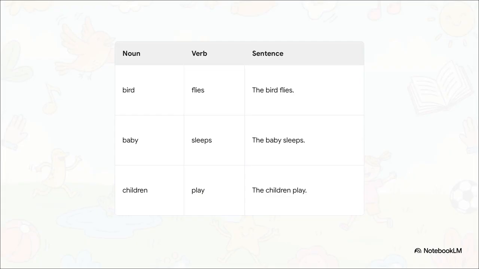Check out this magic formula. You take a noun, so a person, animal, or thing, and you add a verb, which is our action word. Put them together and boom, you've got a complete living sentence. Like take a bird, that's the animal. What does it do? It flies. So we get the bird flies. Or a baby, what's the baby doing? The baby sleeps. And children? Well, the children play. The verb literally brings the whole thing to life.